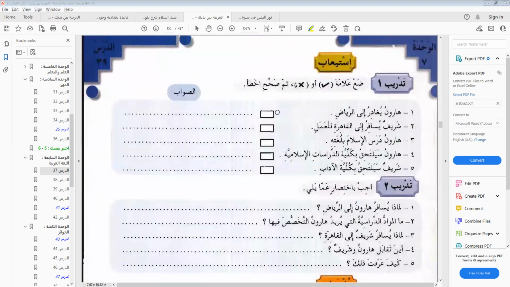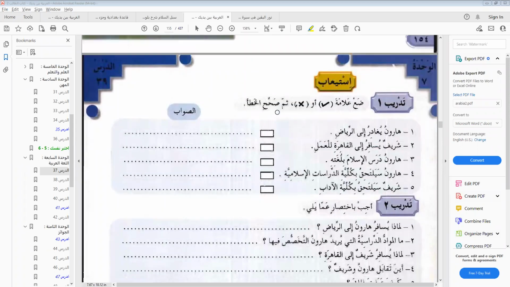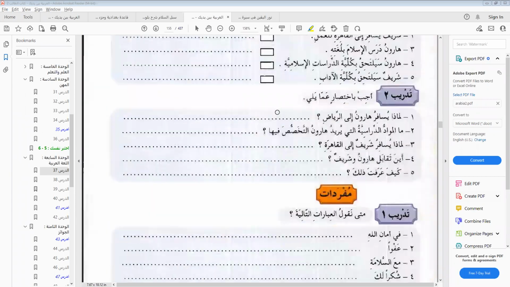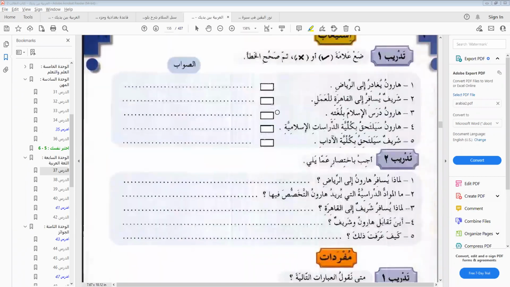So we'll go to Isti'ab. Let's see how far we understood what we just read. So it says, دع علامة صحيح أو خطأ ثم صحيح الخطأ. هارون يغادر إلى الرياض صحيح أو خطأ. صحيح. نعم. هارون هو الذي يسافر. غادر means departing. يغادر means he's departing.